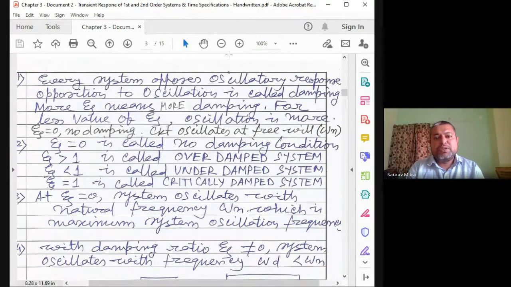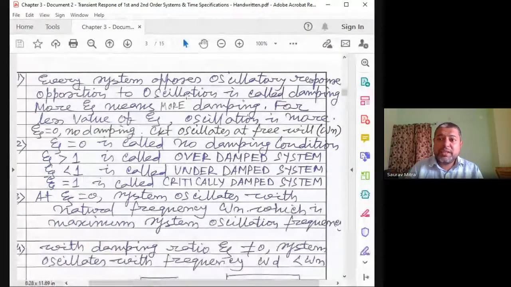Every system opposes oscillatory response because oscillatory response is a kind of unstable response. The more the energy in the system, the more oscillation occurs. Take a vehicle at 60 km per hour and a vehicle at 160 km per hour. Whenever the vehicle is at 60 km per hour, less energy is there. We press the accelerator only a little at 60 km per hour. Energy given to the system is less.